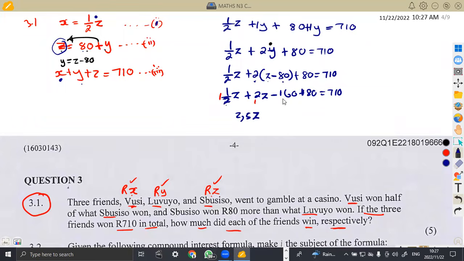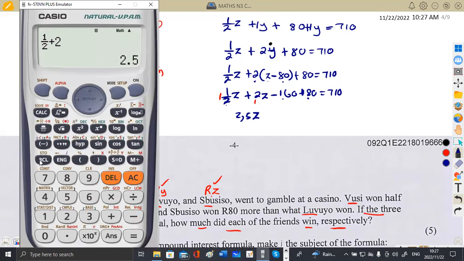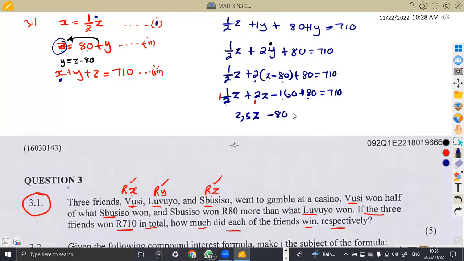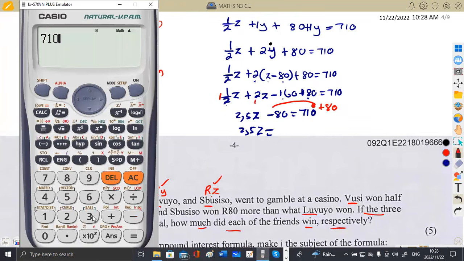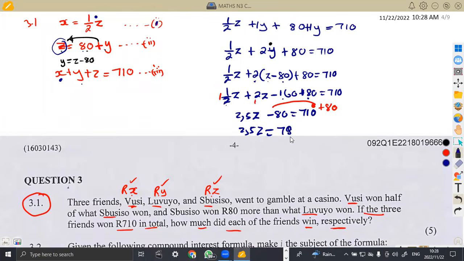Okay, minus 160 plus 80, that's minus 80 there. Anyway, let's use our calculator. Minus 160 plus 80, that's minus 80. So we're going to have minus 80, which is equal to 710. So 2,5 Z is equal to 710, and we move minus 80 to the other side of the equation. We're going to add, so it's going to be plus 80. So it's 710 plus 80, which is 790. Okay, so that's 790.